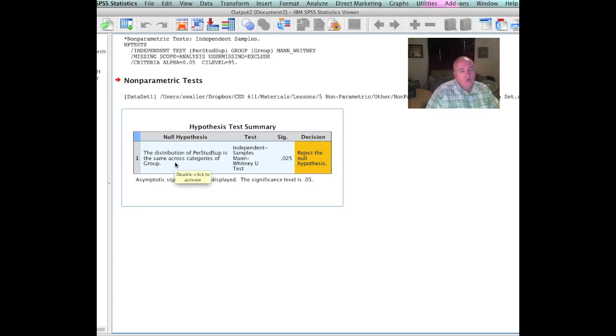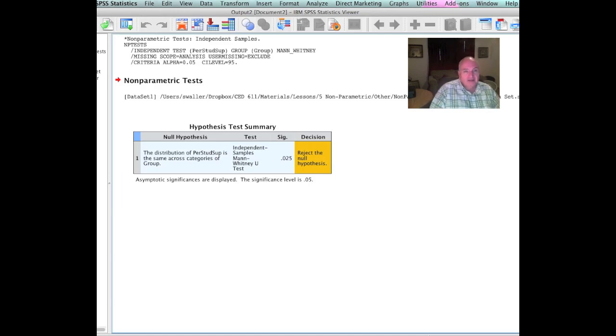Another way of wording it is that no differences exist, the alternate being that differences exist. So our null hypothesis, no difference exists. Our significance on the Mann-Whitney U is 0.025. We reject the null hypothesis. Our null hypothesis was that no differences exist. We reject that null hypothesis, and therefore we establish that these differences do exist, and therefore these are not the same populations. And the significance level was set at 0.05.